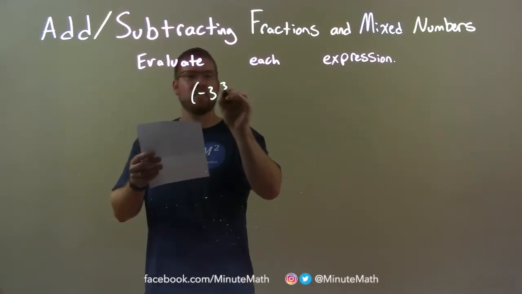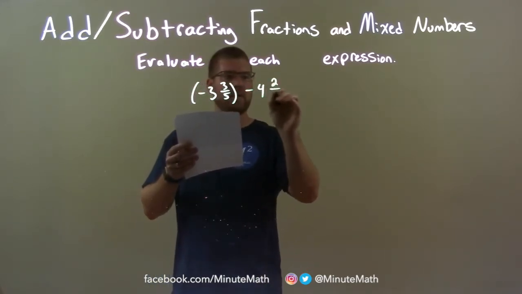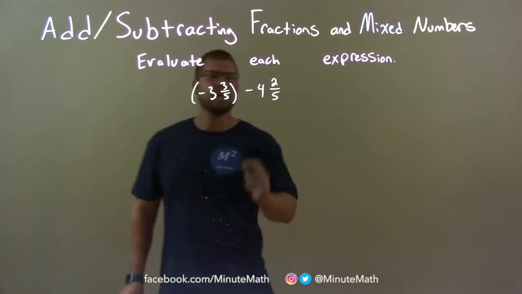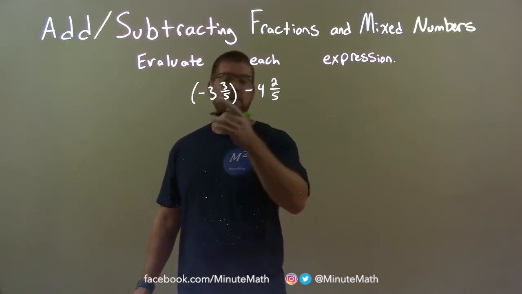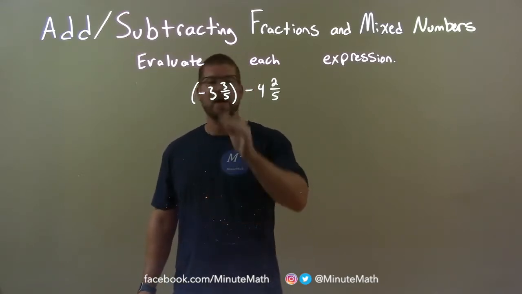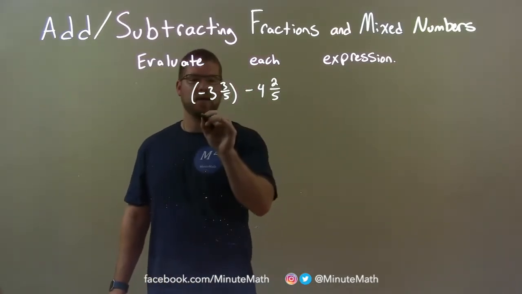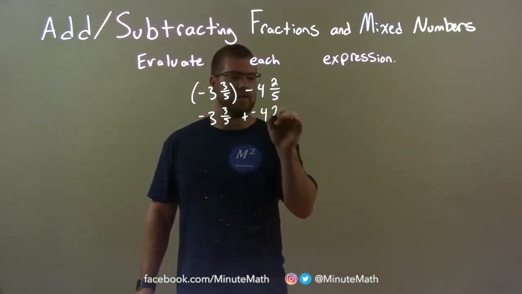Negative 3 and 3/5 minus 4 and 2/5. Since we see the minus 4 and 2/5 is a subtracting sign, and the first number is negative as well, we're adding basically two negative numbers. So I'm going to rewrite this with that plus and negative: negative 3 and 3/5 plus a negative 4 and 2/5.